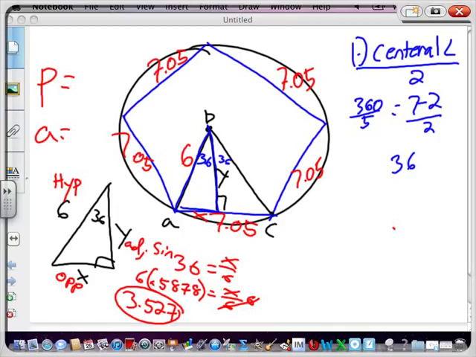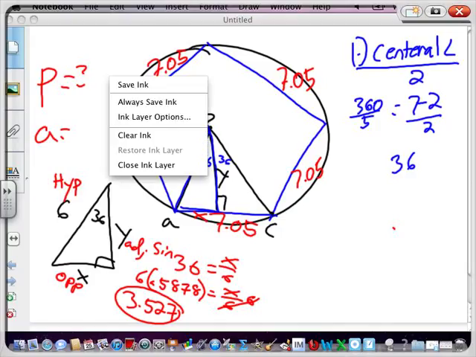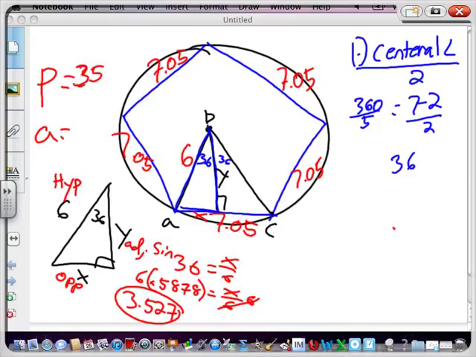So, how am I going to figure out the perimeter? 7.05 times 5, or add them all up, and I get that the perimeter is 35.27. Okay.